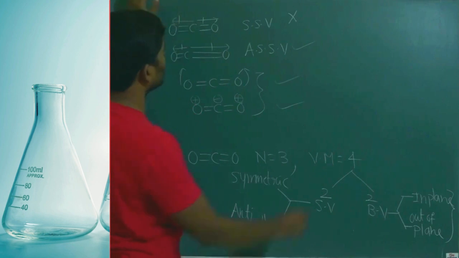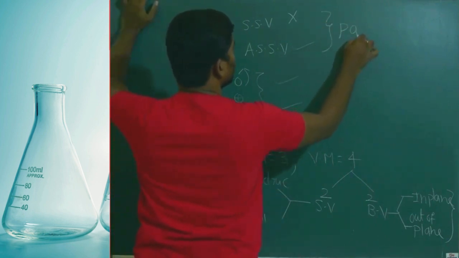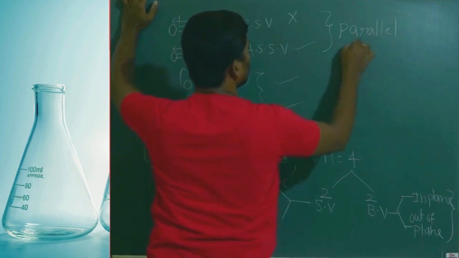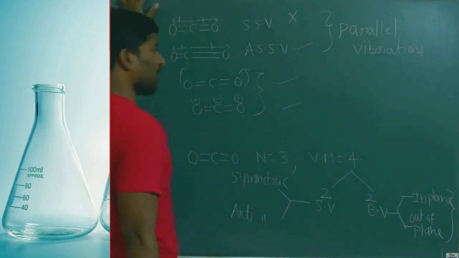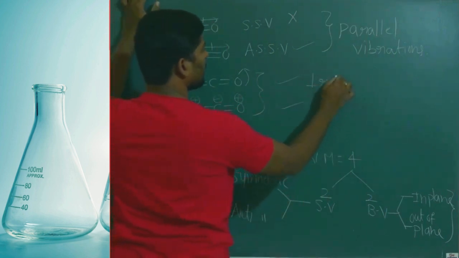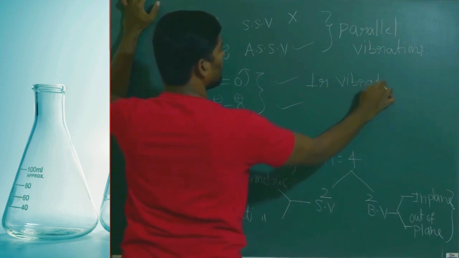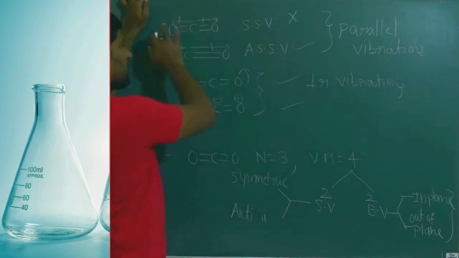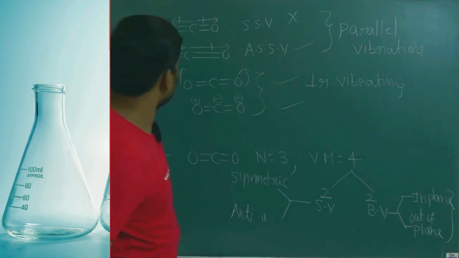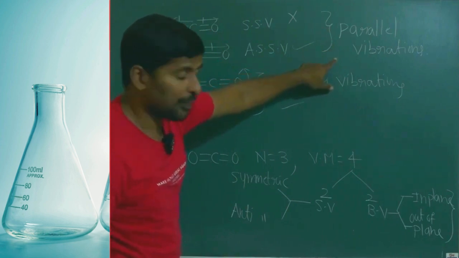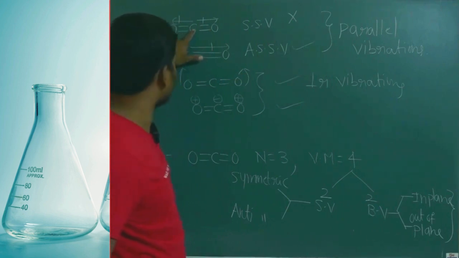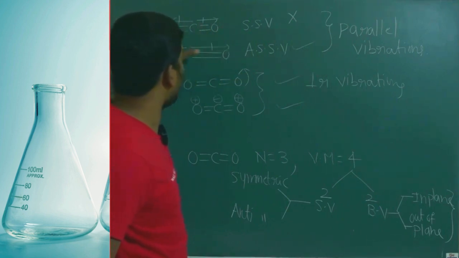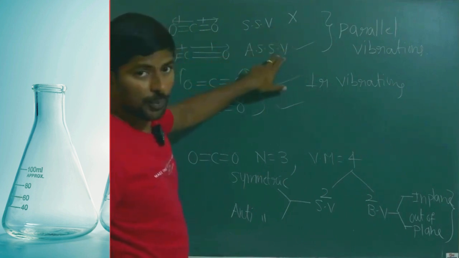Again, these two are called parallel vibrations, and these are called perpendicular vibrations. If the oscillating dipole is along the bond axis or along the molecular axis, those are called parallel vibrations. Here the dipole is oscillating, with carbon carrying partial positive charge, along the bond axis only. That's why these two are called parallel vibrations.